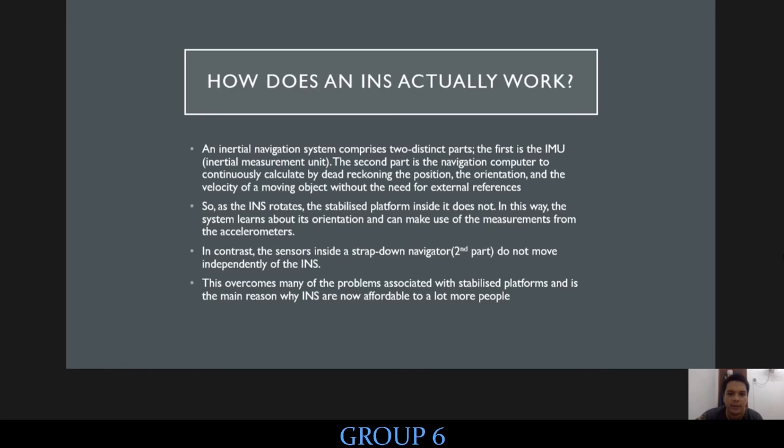So, as the INS rotates, the stabilized platform inside it does not. In this way, the system learns about its orientation and makes use of the measurement from the accelerometer. In contrast, the sensors inside a strap-down navigator, which is the second type, do not move independently of the INS. This overcomes many problems associated with the stabilized platform and is the main reason why INS are now affordable to a lot more people.